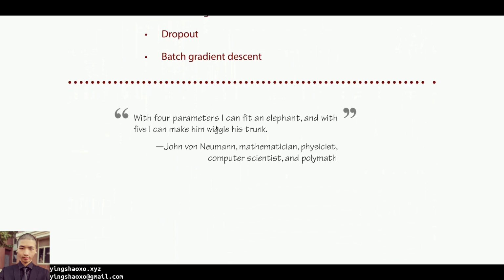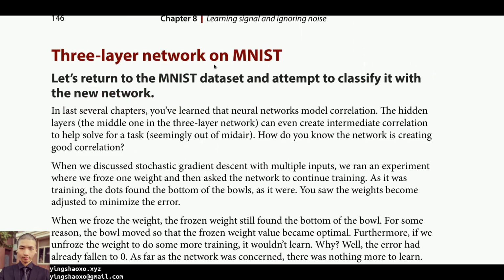With 4 parameters, I can fit an elephant, and with 5, I can make him waggle his trunk. 3-layer network on MNIST. Let's return to the MNIST dataset and attempt to classify it with a new network.